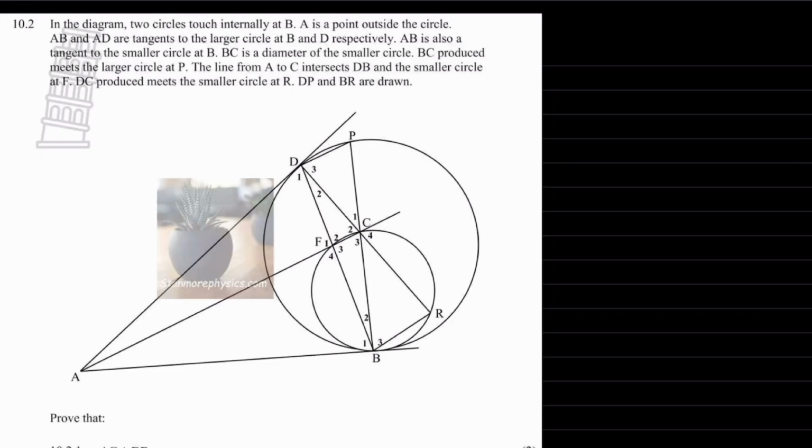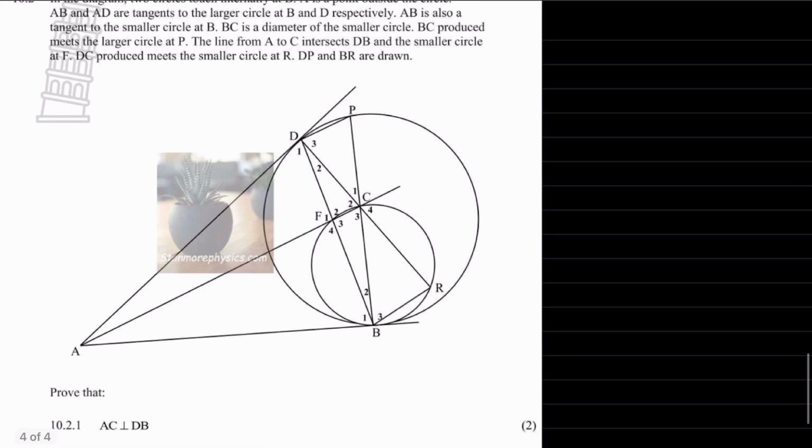Finally, let's take a look at question 10.2. There's a whole lot of information here. Please pause the video and read through it. And let's take a look at the questions. Question 10.2.1 reads, prove that AC is perpendicular to DB.